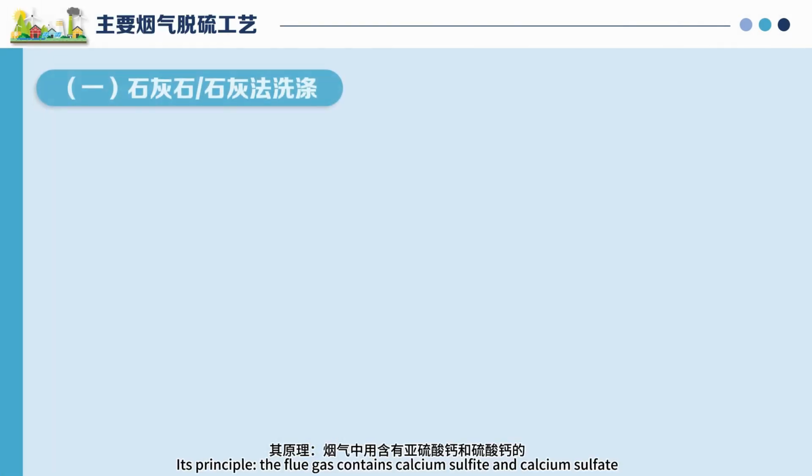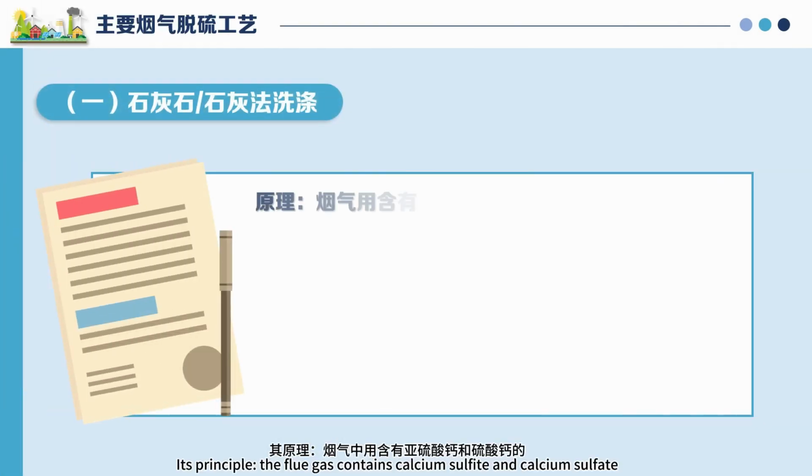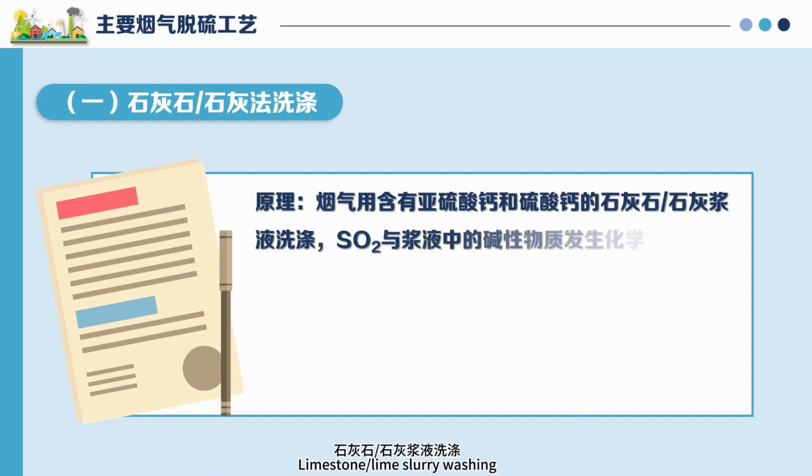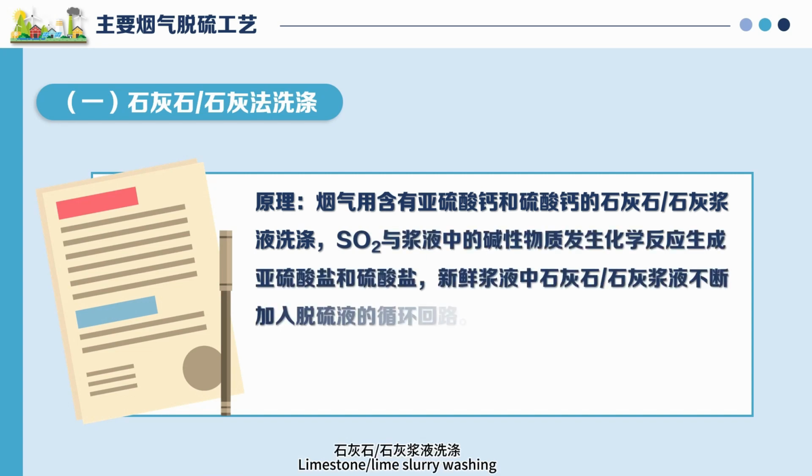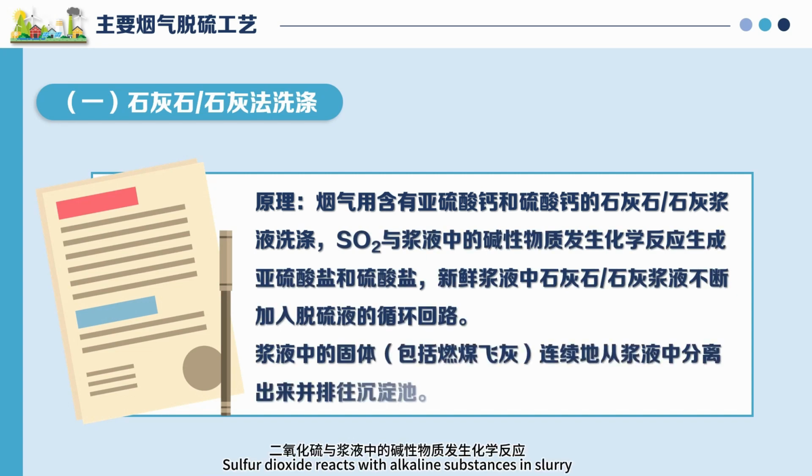Its principle: the flue gas is washed with limestone/lime slurry, and sulfur dioxide reacts with alkaline substances in the slurry, forming sulfites and sulfates such as calcium sulfite and calcium sulfate. Fresh limestone/lime slurry is continuously added to the circulation loop of desulfurization liquid. The solids in the slurry are continuously separated from the slurry and sent to the sedimentation tank.